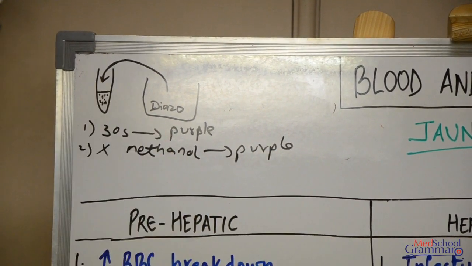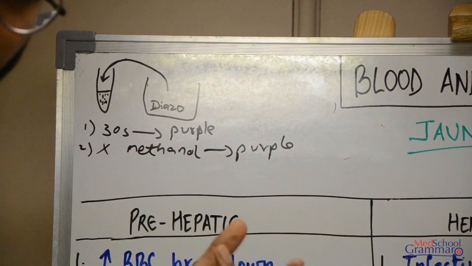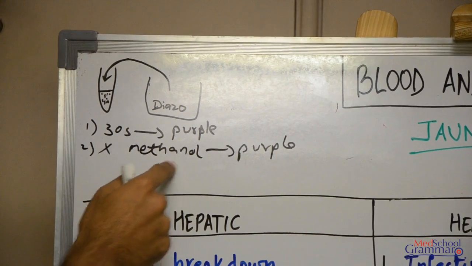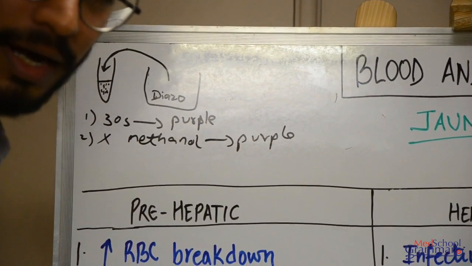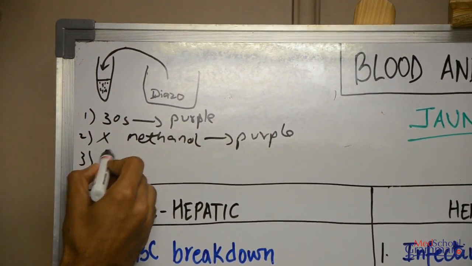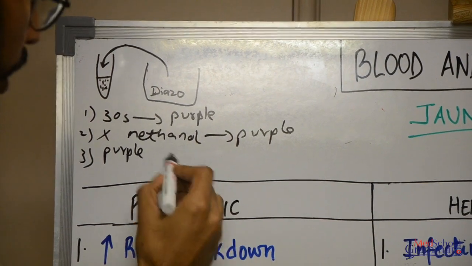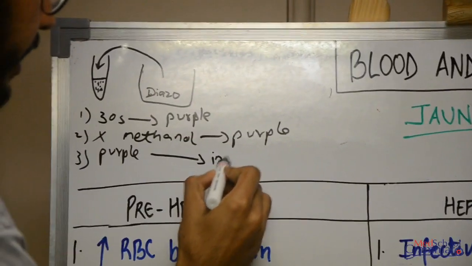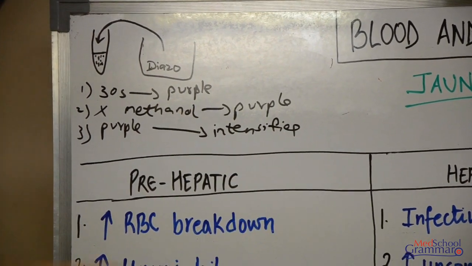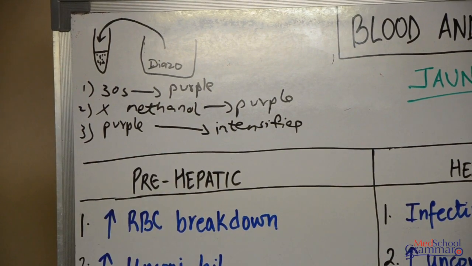Now what does methanol do? Methanol is a solubilizer. The insoluble bilirubin will become soluble when you add methanol and will react with diazo reagent to give a purple colored compound. The third point is that it gives a purple colored compound initially, but when you add methanol, the purple color intensifies. It becomes more purple, deeper and darker. This type of reaction is known as a biphasic reaction.